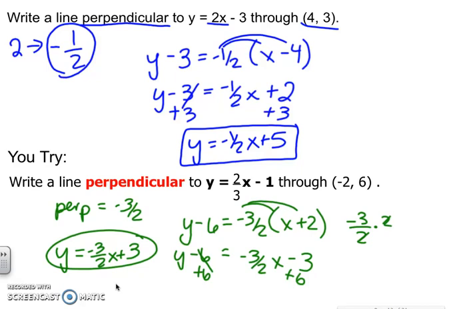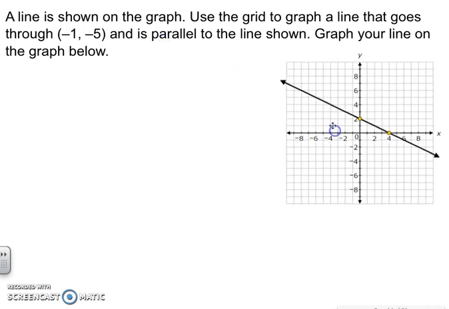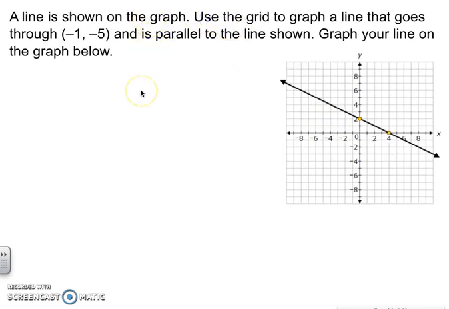Okay? So if you've got any questions on how to write something perpendicular or parallel through another point, let me know. Otherwise, we got one more problem by myself and then on your own. Okay, so they've given us a line shown in the graph. Use the grid to graph a line that goes through this point and is parallel to the line shown. And then we're going to graph our line.